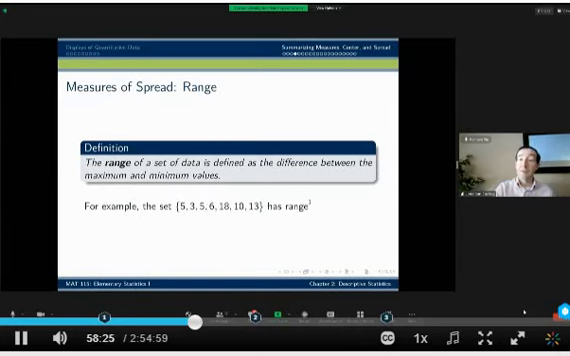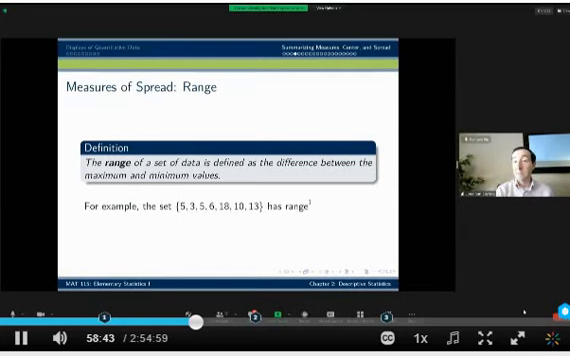All right, well, let's turn our attention away from the center and instead towards spread. When we talk about a data set or a variable's distribution, we will want to know where its center is, and then how it is spread out around that center. Those two pieces of information give us a picture of roughly what the data set looks like.